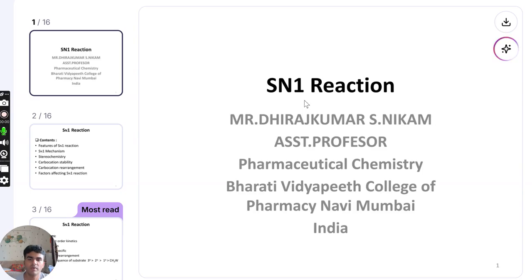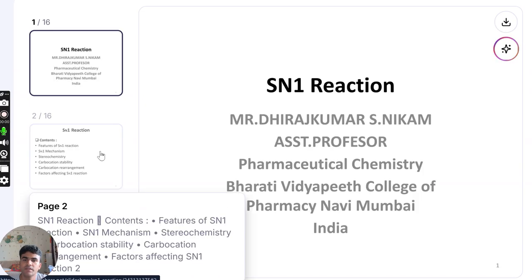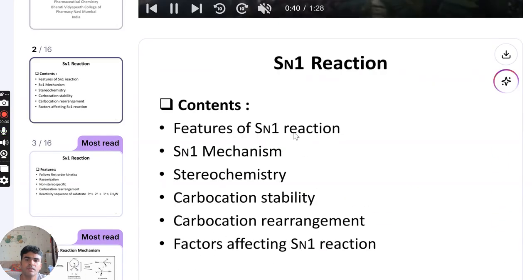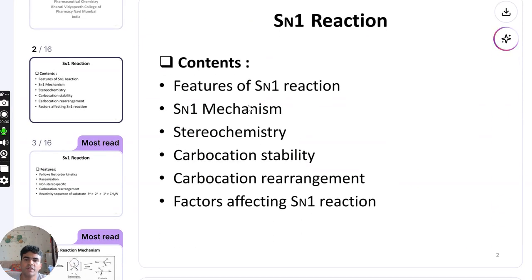This is one type of substitution reaction, and I have taken this presentation from slides shared by Mr. Dheeraj Kumar Nikam, Assistant Professor, Pharmaceutical Chemistry, Bharati Vidyapeeth College of Pharmacy, Navi Mumbai, India. So we'll discuss the following things: features of SN1 reaction, SN1 mechanism, stereochemistry, carbocation stability, carbocation rearrangement, and factors affecting SN1 reaction.